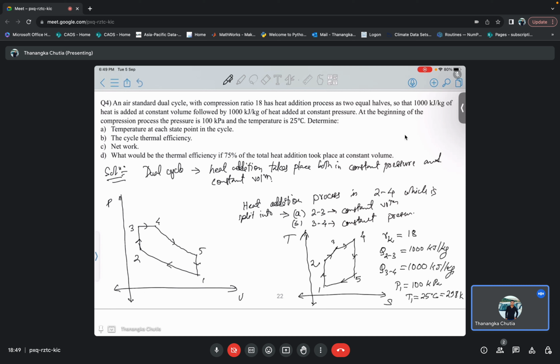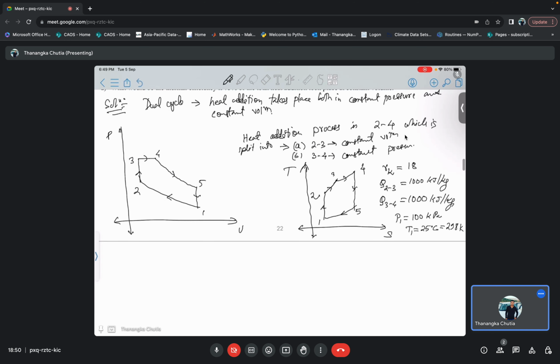Now we have to determine the temperature at each step. That means we know T1, we have to find T2, T3, T4, and T5. This is the overall idea of this question. Then we have to calculate the thermal efficiency of the cycle, then the net work, and then by modifying the input we will get the last part, that is part D. So, temperature at each point. How will we calculate?